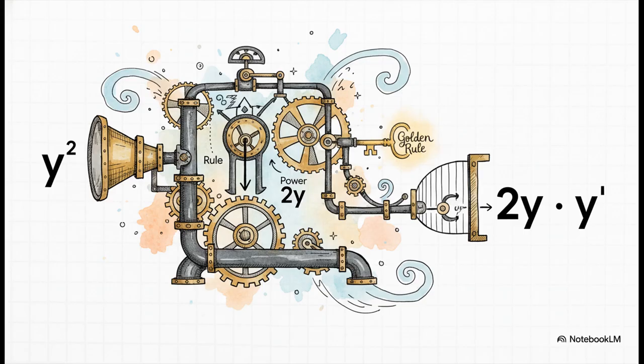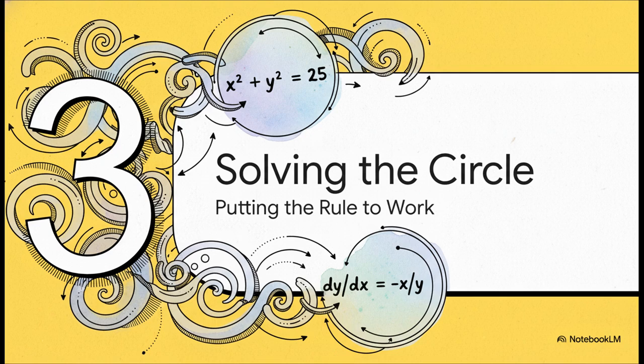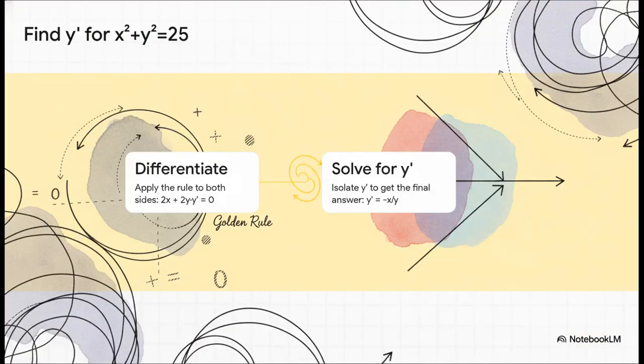See? Not so bad. All right, theory is one thing, but let's actually see this rule get its hands dirty. We're going to go back to that circle equation, x squared plus y squared equals 25, and really put our golden rule to the test. Okay, let's break this down together. Step 1. Differentiate everything, and I mean every single term, with respect to x. The derivative of x squared? Easy, that's 2x. Now the derivative of y squared? Hey, we just did that. It's 2y times y prime. And remember, y prime is just our shorthand for dy dx. And of course, the derivative of a constant, like 25, is just 0.